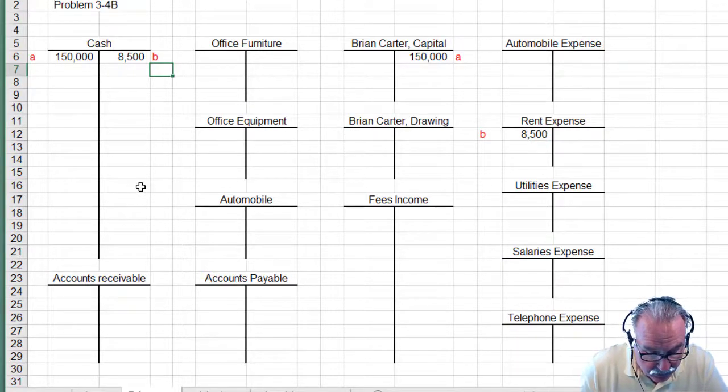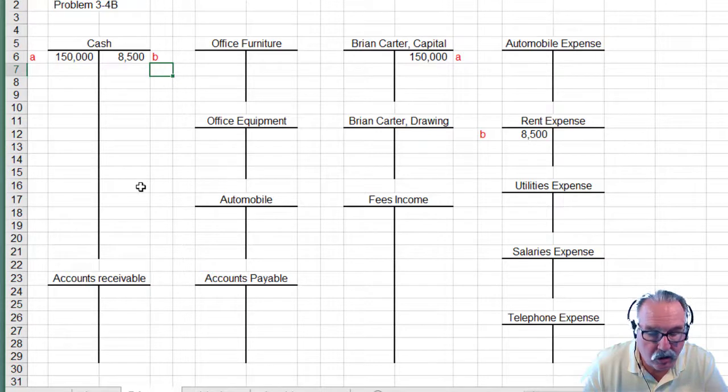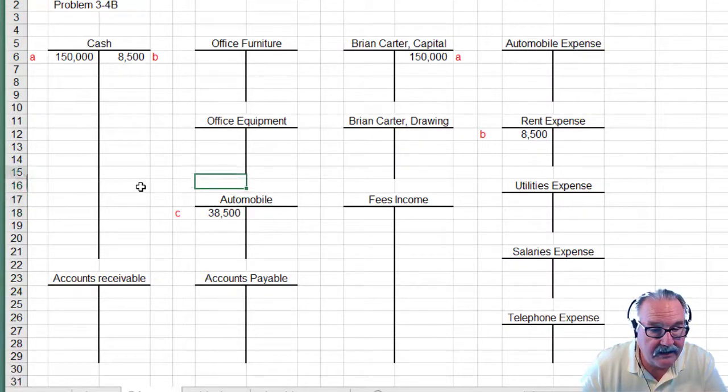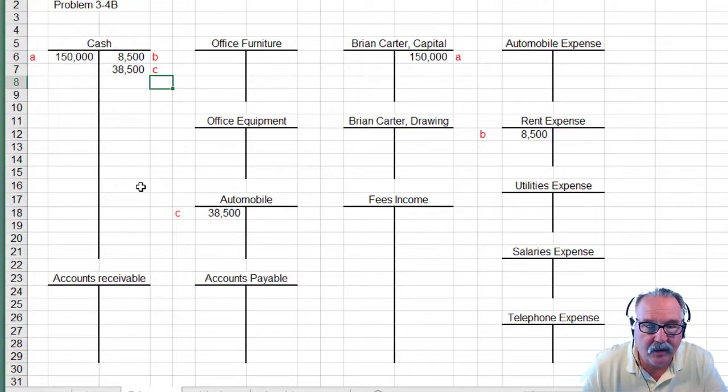Transaction C, we bought a used automobile for the firm for $38,500 in cash. So we spent $38,500, cash is going down, and we have an automobile which is going up. This is transaction C. $38,500 is a debit to automobiles, and $38,500 is a credit to cash. Cash is going down, cash is an asset, assets go down with a credit. Assets go up with a debit.